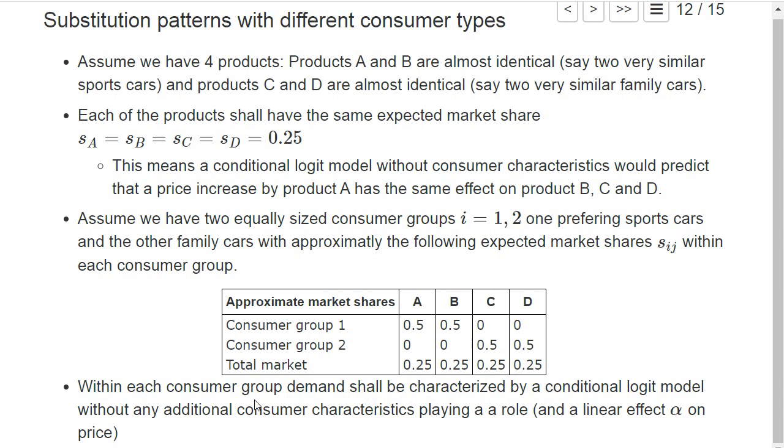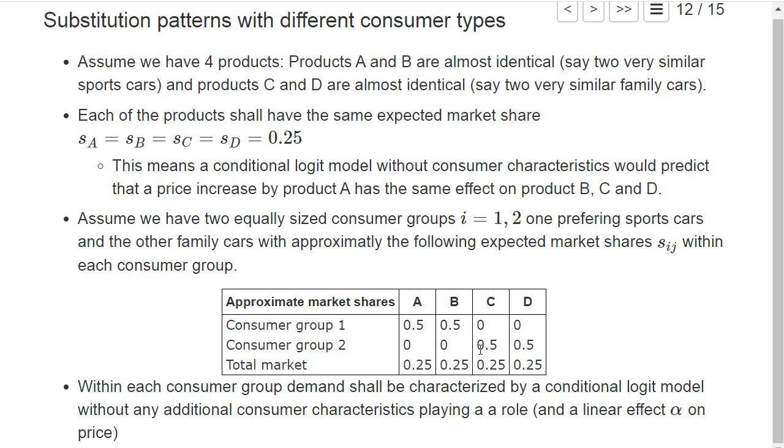And within each consumer group, the demand shall be characterized by a simple conditional logit model that doesn't have any particular consumer characteristics, so demand utility only depends on the car attributes. But we may have different utility functions for consumer group 1 and consumer group 2. But within each consumer group, demand is characterized by the conditional logit model.